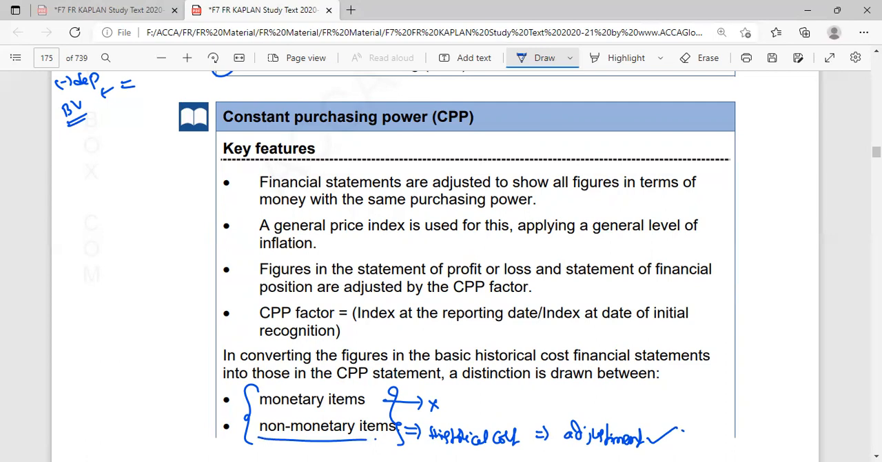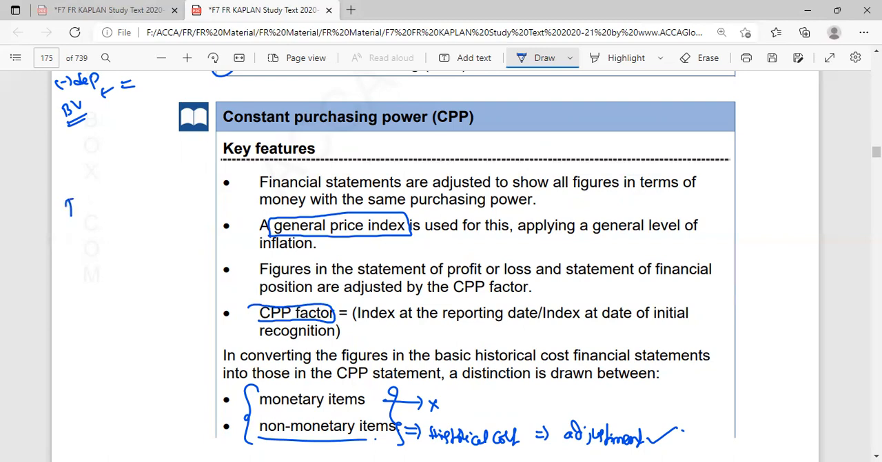And how are the adjustments applied? By using the general price index. What is meant by general price index? It is the index which considers the changes in the value of money due to the change in purchasing power. That price index is used to calculate the CPP factor, called the constant purchasing power factor. How to calculate? Index at the reporting date divided by index at the date of initial recognition.